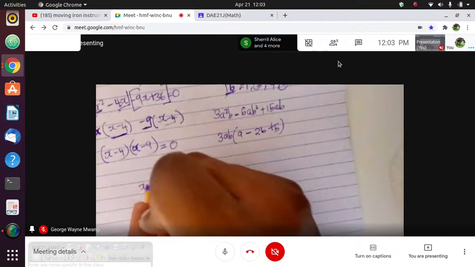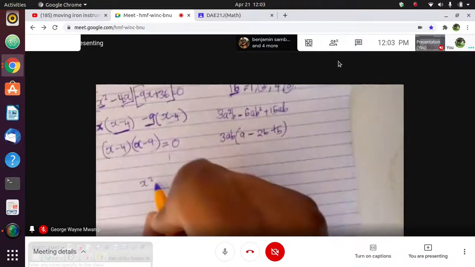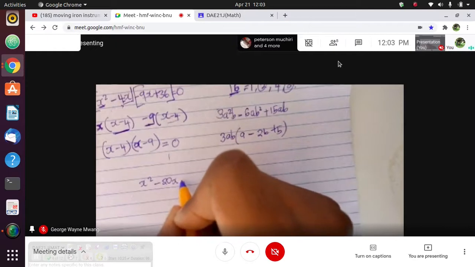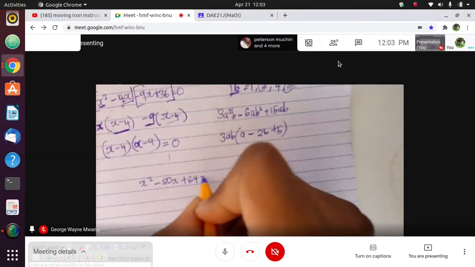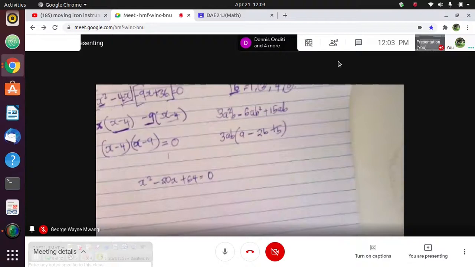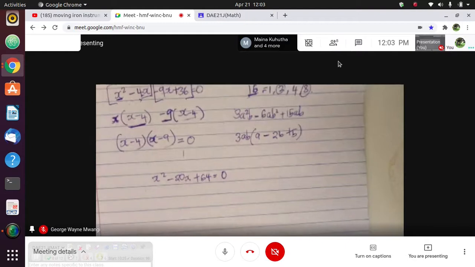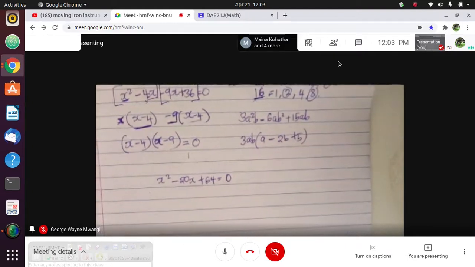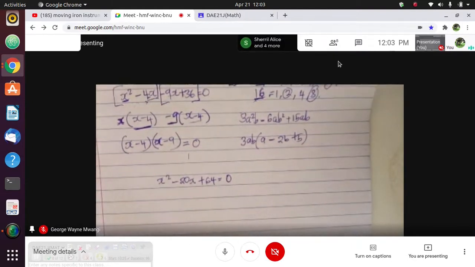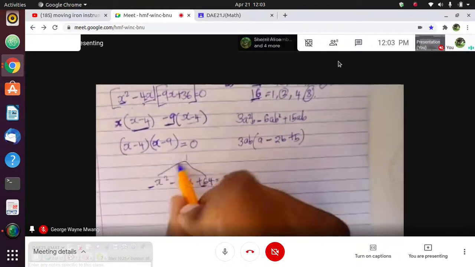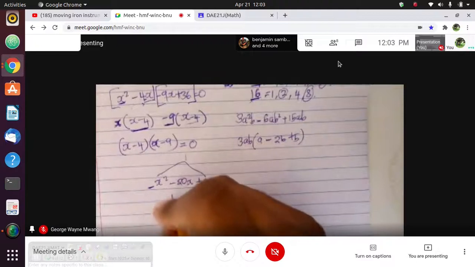X squared minus 20x plus 64 is equal to 0. I want you to help me factorize this quadratic equation. The first thing, we look at the coefficients of these two terms. It is 1 and 64.